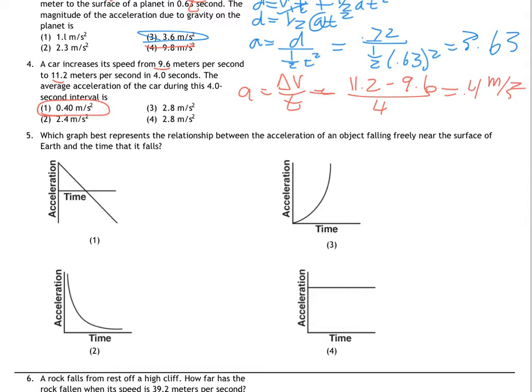For this next question, where you're choosing a graph that best represents the relationship between the acceleration of an object falling freely near the surface of the Earth and the time that it falls, I would encourage you to consider that the acceleration due to gravity is 9.81 meters per second squared. And that value is constant as long as you're near the surface of the Earth. That also means that if it's an acceleration versus time graph, you would choose a graph that does not change with time, because 9.81 meters per second squared is a constant. So I recommend choice 4 as your answer.